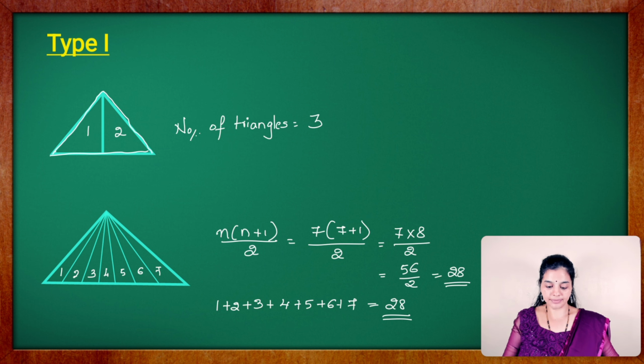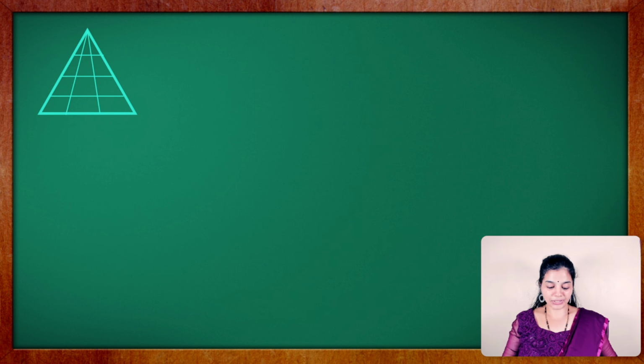Now let's proceed further. Look here, look at this picture. Is this the same as the previous one which we have solved? Not quite. So the whole triangle is divided into 3 parts by using the vertical lines. Along with these vertical lines, now we have horizontal lines. So how can we find the number of triangles in this case?